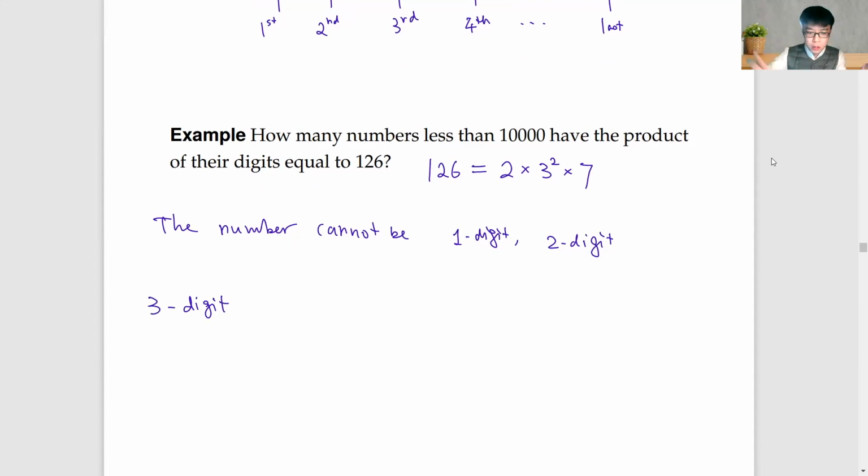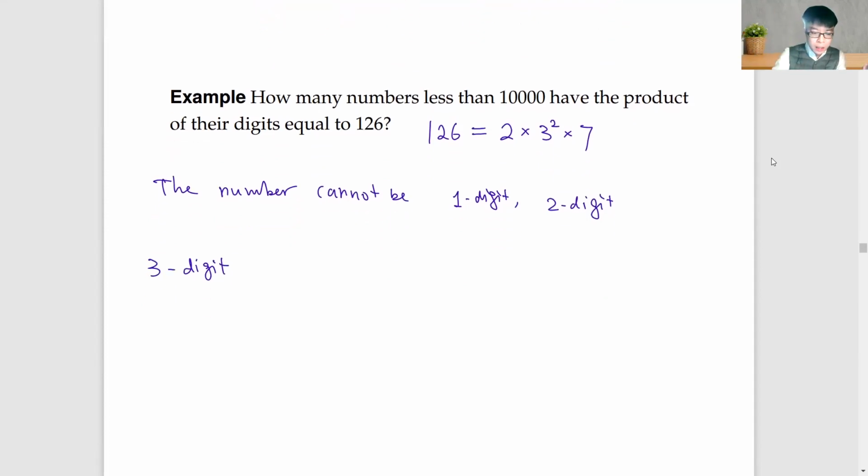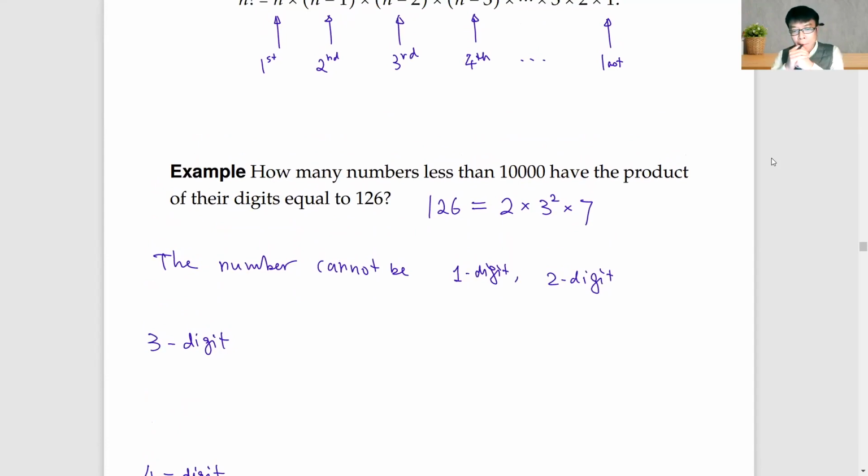It's at most 4 digits, because the number is less than 10,000. So we just discuss these 2 cases, the 4-digit case and the 3-digit case. Now let's see the 3-digit case. Because the number cannot be 2 digits, in the 3-digit case we cannot have digit 1. If you have digit 1, that's essentially the 2-digit case.